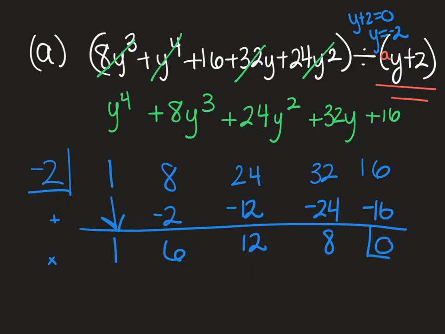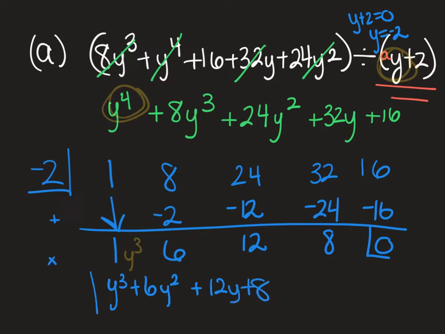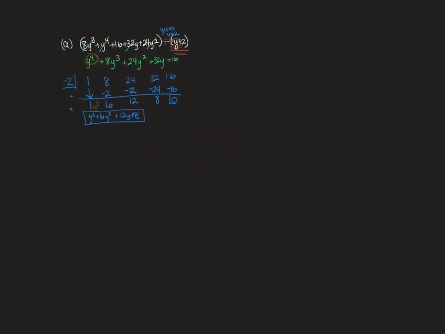That means that the y plus 2 was a factor of my y to the 4th plus 8y cubed plus 24y squared plus 32y plus 16. I started with a 4th degree right here, and I divided by one linear factor, so that's going to take this down to a y cubed. It goes down by 1 power. So my answer here is going to be y cubed plus 6y squared plus 12y plus 8. There is my answer. And it says right below this that we're going to check. So before we move on to the next problem, we're going to go ahead and check it.